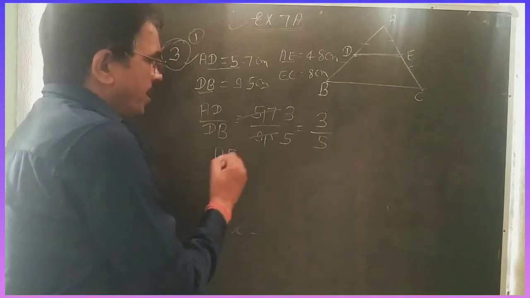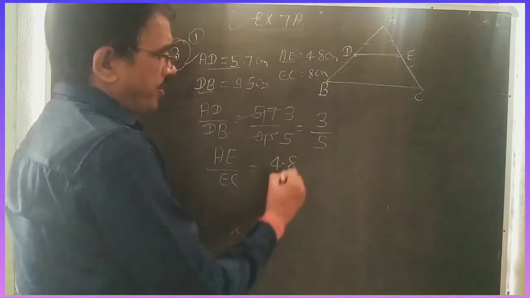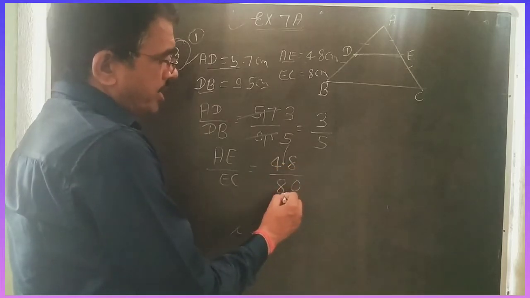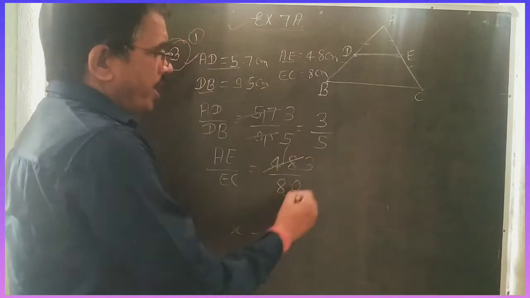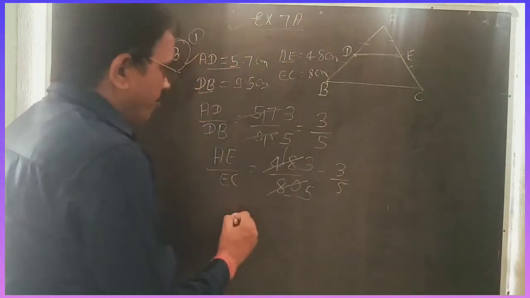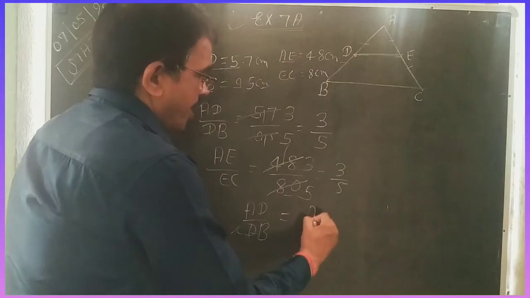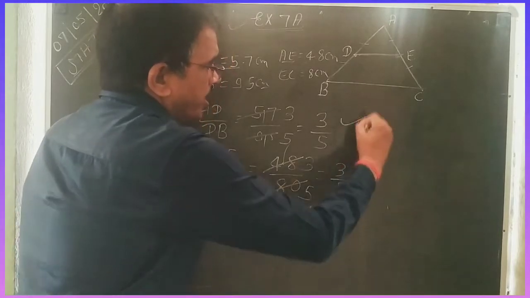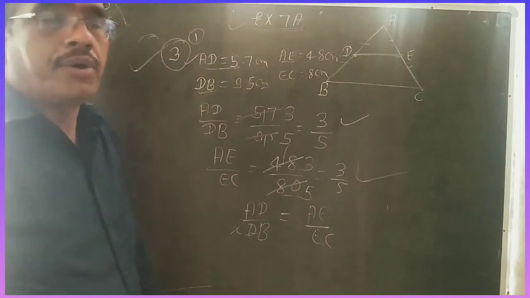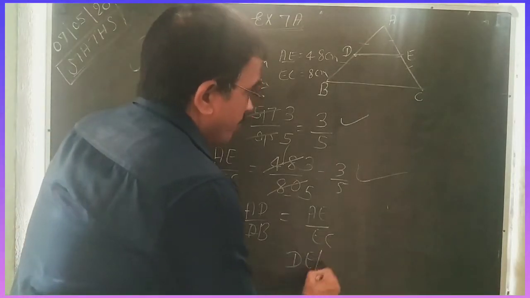Similarly, the other part will be AE by EC, and it is 4.8 by 8 cm. So cancel by 1.6. Then it is 80 and 48. 16 3s are 48 and 16 5s are 80. Then it is 3 by 5. That means AD by DB is equal to AE by EC because both are 3 by 5. Hence, clearly, by the converse of Thales theorem or converse of the basic proportionality theorem, the line DE is parallel to BC.